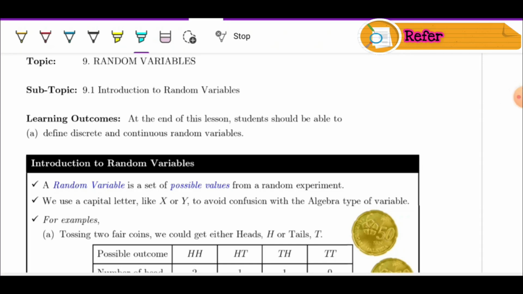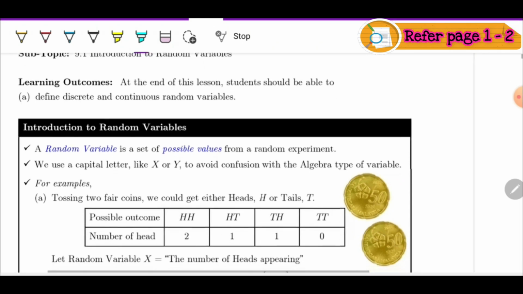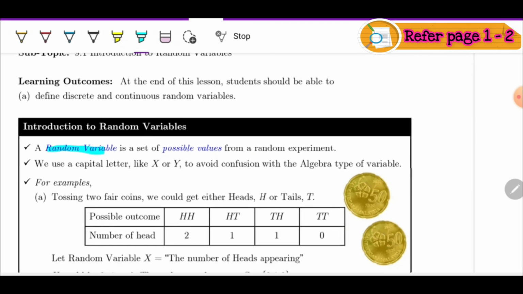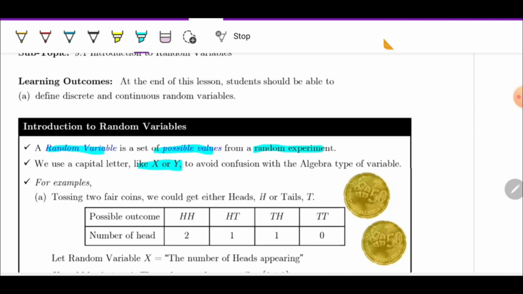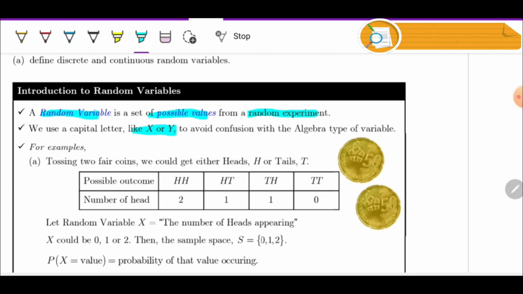So today we are going to learn about random variables, topic 9. A random variable is a set of possible values from a random experiment. We can use a capital letter like X or Y to represent the variable. For example, if we are tossing two fair coins, we could get either head or tail. So now, let X be a random variable that represents the number of heads appearing.